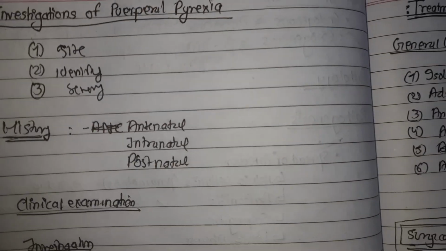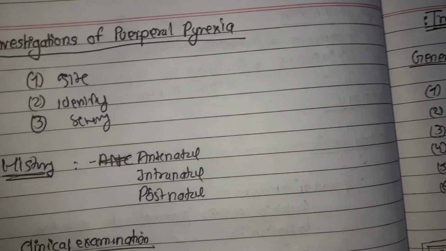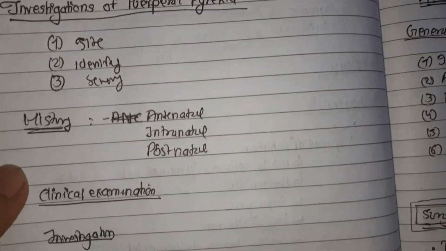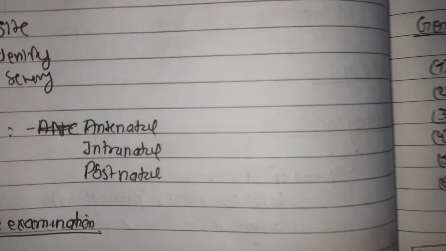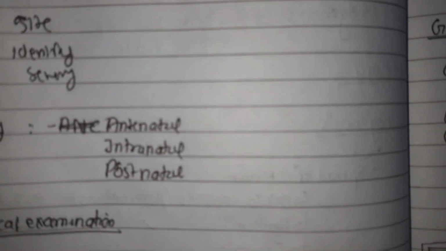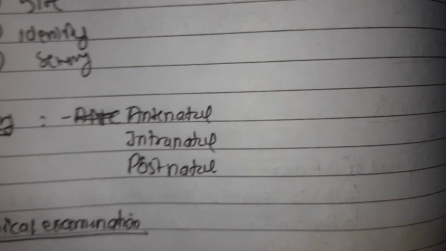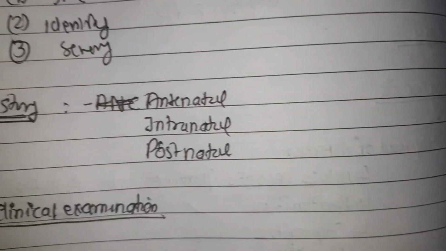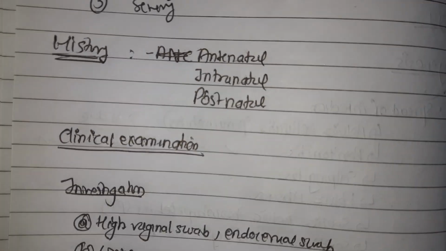And the investigation should be directed to find out any extragenital source of infection to account for the fever as well. And firstly, we have to take the history. History is the basic thing that we should do. The detailed antenatal, intranatal, and postnatal history of any high risk factor for the infection like anemia, prolonged rupture of membrane, or prolonged labor are to be taken.